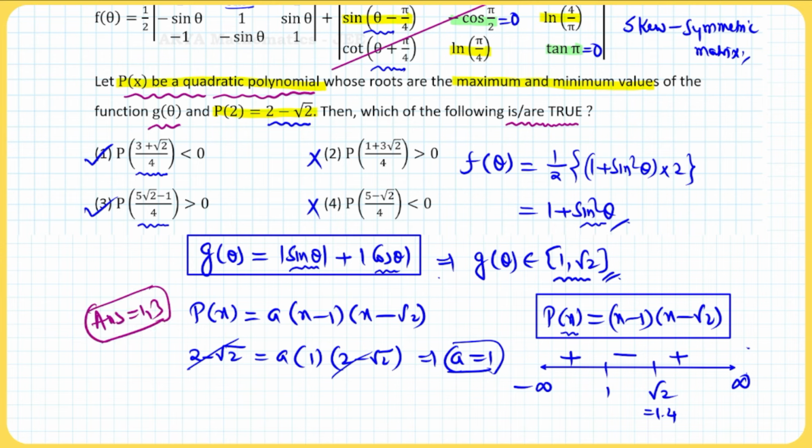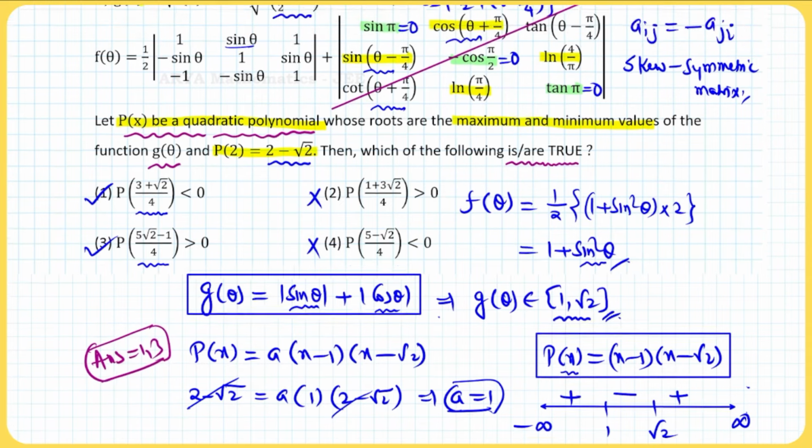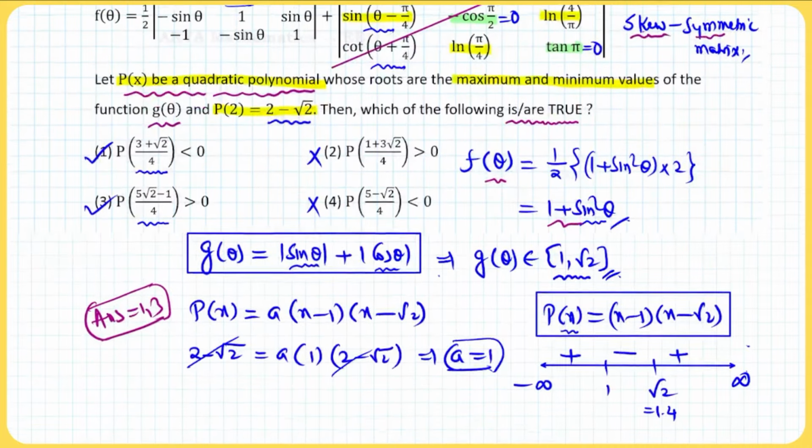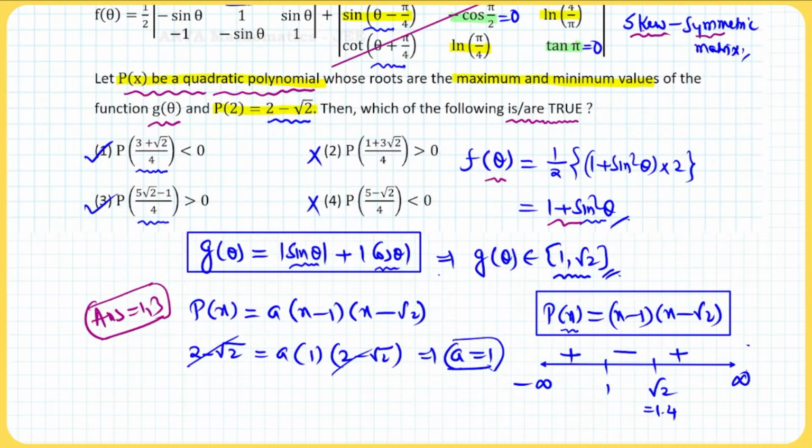This one had concepts from different chapters, but the problem is not difficult. First observation: that matrix is a skew symmetric matrix, a 3 cross 3 skew symmetric matrix, so the determinant is 0. We got f of theta as 1 plus sine square theta. Then g of theta will be mod sine theta plus mod cos theta, and theta is from 0 to pi by 2. So the range for g of theta will be 1 to root 2. Now this is our polynomial. To find a, they have given that p of 2 is 2 minus root 2. So finally, this was our polynomial. And now from the options, we can see that the first and third options are correct. So the right answer for this problem is options 1 and 3.